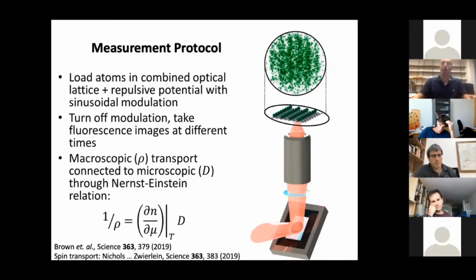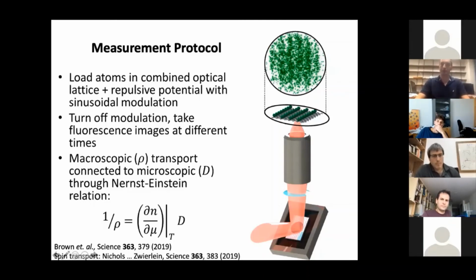And now what we're gonna do is suddenly switch off this projected light and then let the atoms diffuse in the lattice. From the dynamics of that, we can extract the diffusivity. What is the wavelength of this charge density wave? We can control it, so it's anywhere from a few sites up to the full system size, which in our case is about 30 sites diameter.